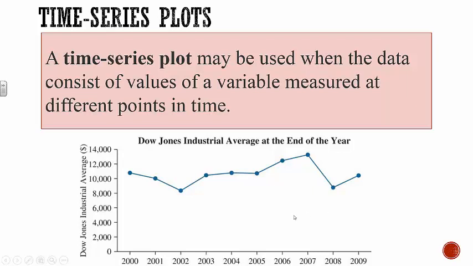So here's an example of a time series plot. We're looking from 2000 to 2009, and we're looking at the average Dow Jones. So that's what our time series plot looks like. And again, we'll do examples of each one of these plots in class so that you have a better understanding. All right, that's it.